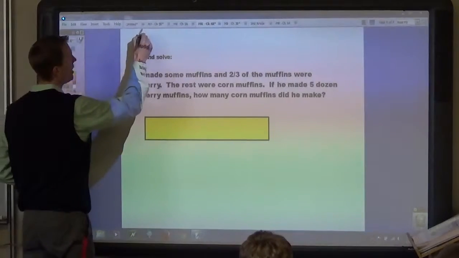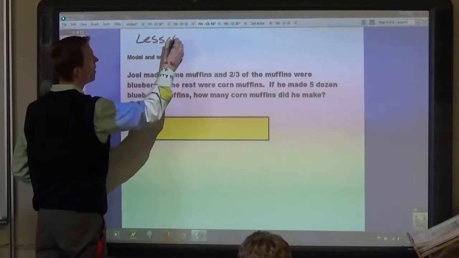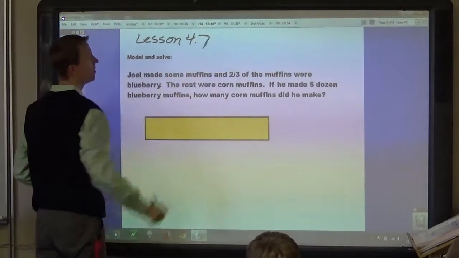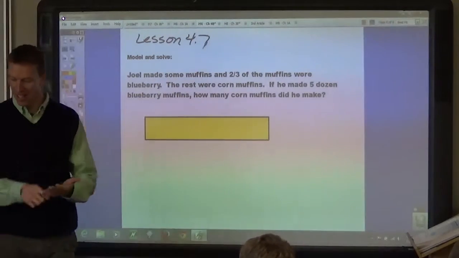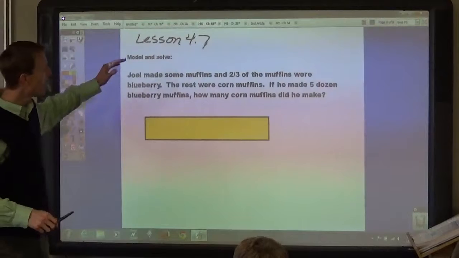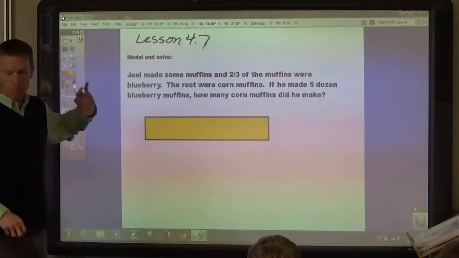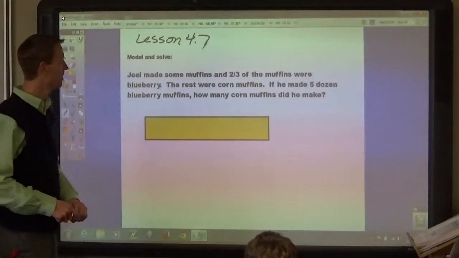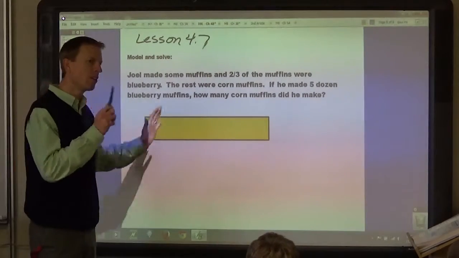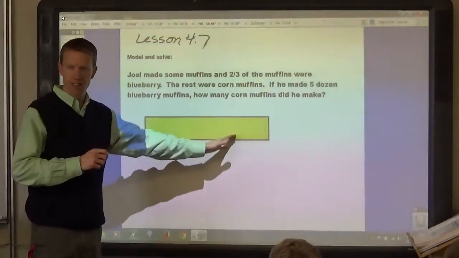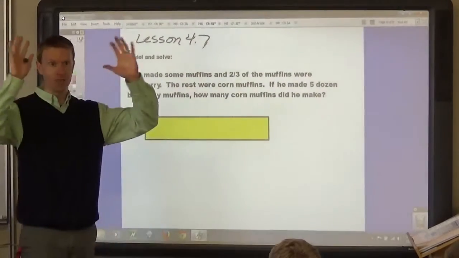is on lesson 4.7. All right, these are your notes. We're going to have some fun today. We're going to work on some puzzles. And these are fraction puzzles. Some of the best kinds of puzzles, because if you draw these out, the answers just reveal themselves.